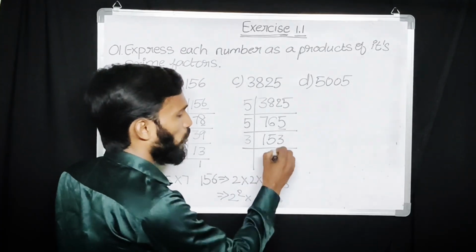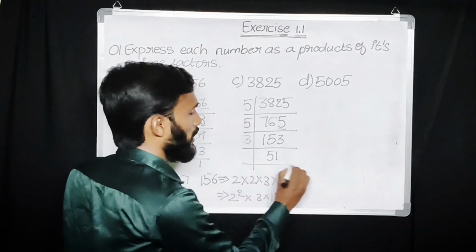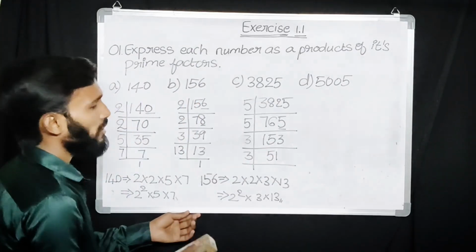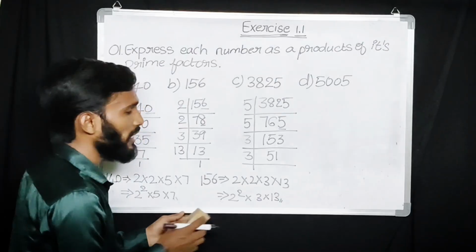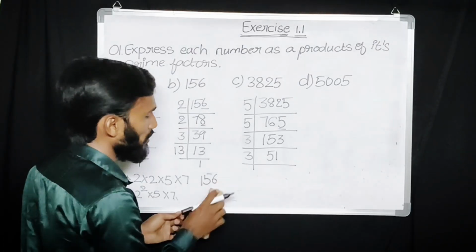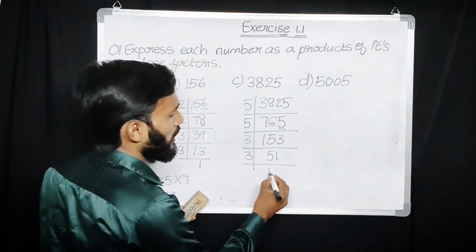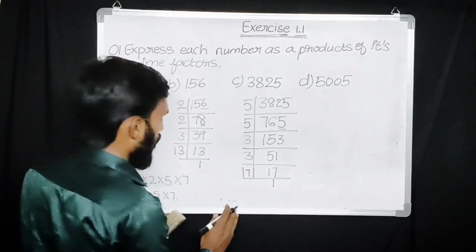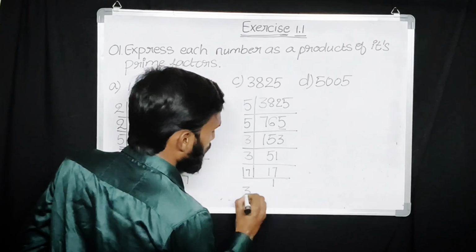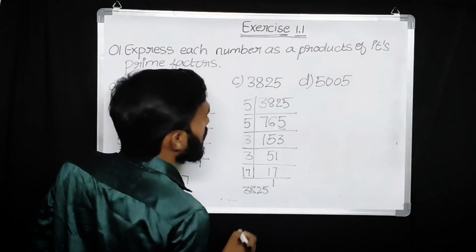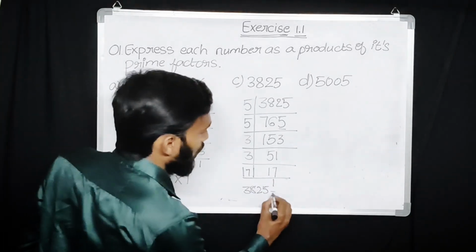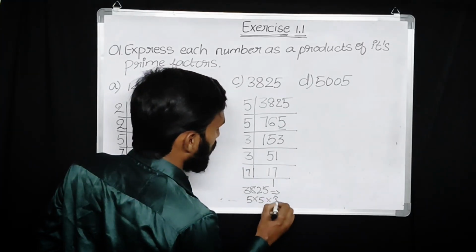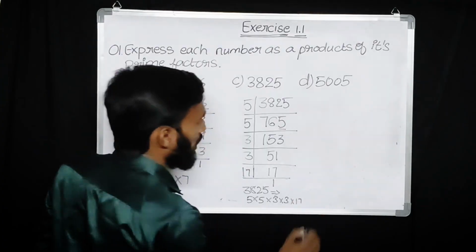5 times 15, 1 time 5. 1 time 3. Next, 5 plus 1, 6. That means this one is also divisible by 5, and this means also divisible by 3. 1 time 3. Here 2 is left, 7 times. You know that in the 17 table, 1 time. So the product of its prime factors: 3825 is nothing but 5 into 5 into 3 into 3 into 17.